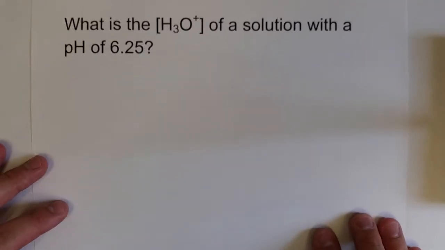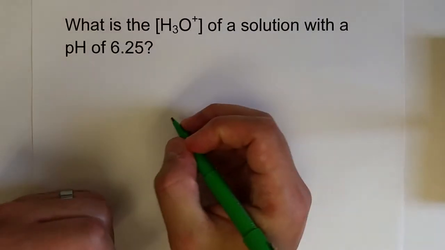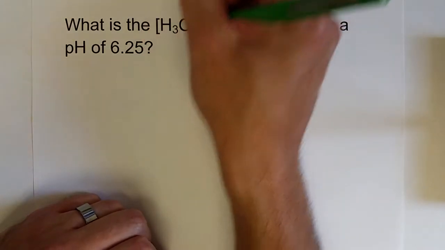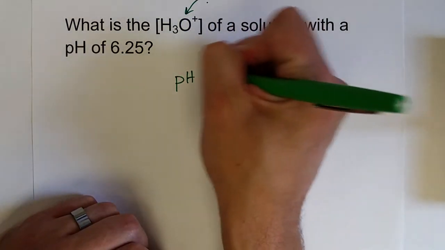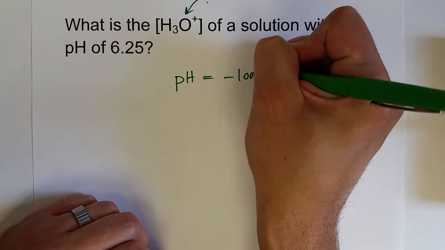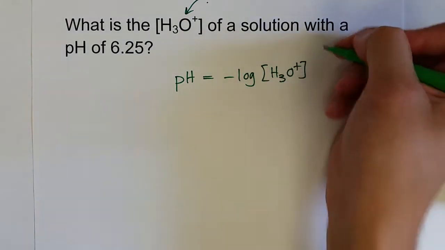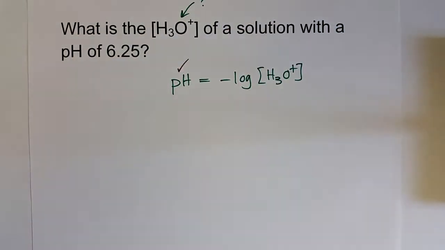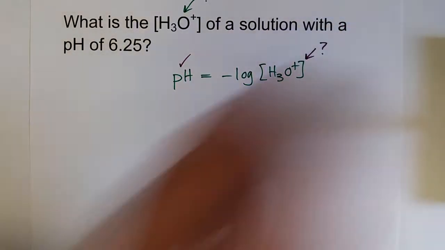Another thing we can do using this equation is to determine the hydronium ion concentration from the pH. So for this solution we measure the pH to be 6.25. We want to know what the hydronium ion concentration is. And that's just going to take a little bit of algebra and use it in our equation. So we know that the pH equals negative log of H3O plus. And what we really want is, we know the pH, and we want to figure out the hydronium ion concentration.